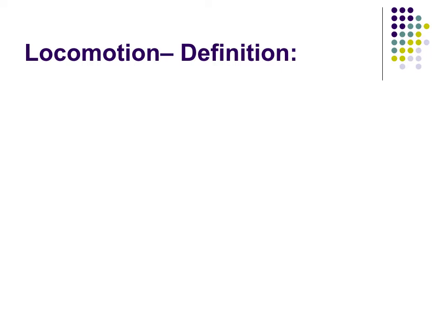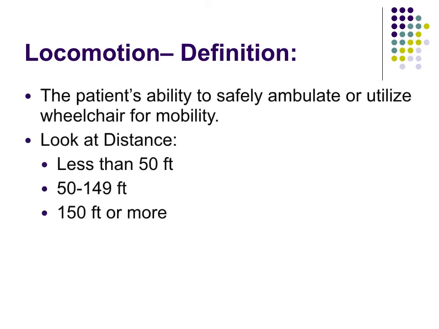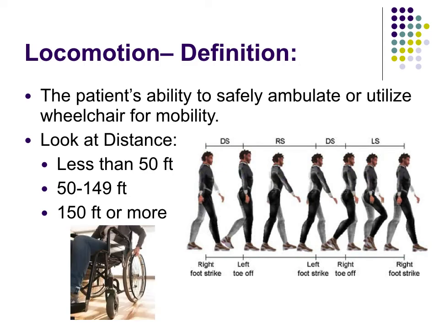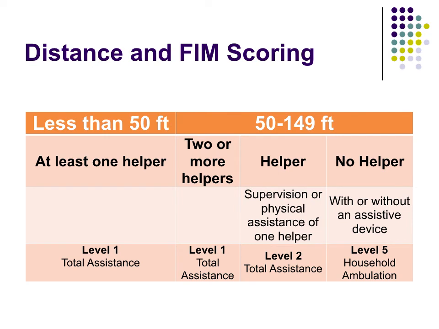Locomotion includes walking on a level surface once a patient is in the standing position, or using a wheelchair on a level surface once a patient is in the seated position. So what you're wanting to look at on these questions on the FIM test is the distance. There's three separate categories: less than 50 feet, 50 to 149 feet, and then 150 feet or more. And that'll determine what scores are available for that patient.